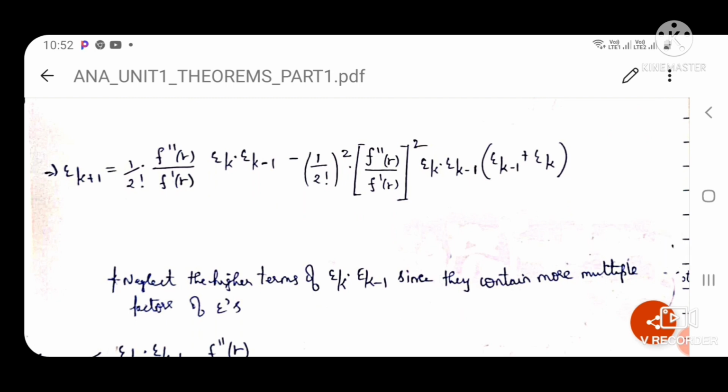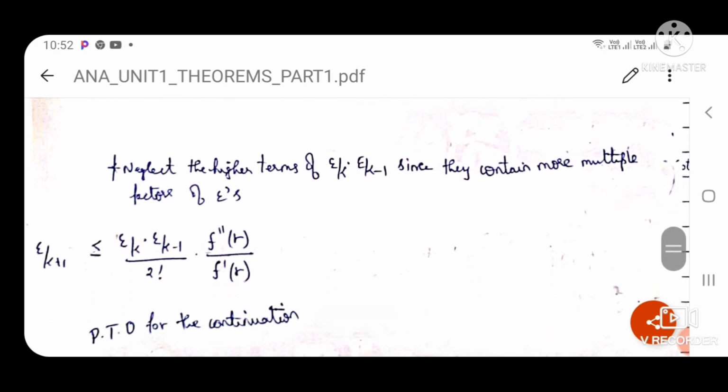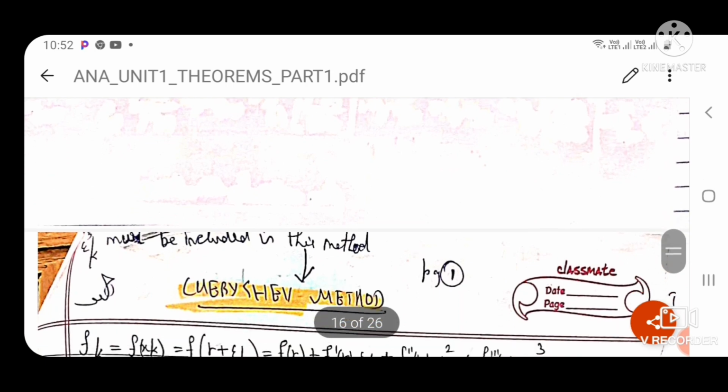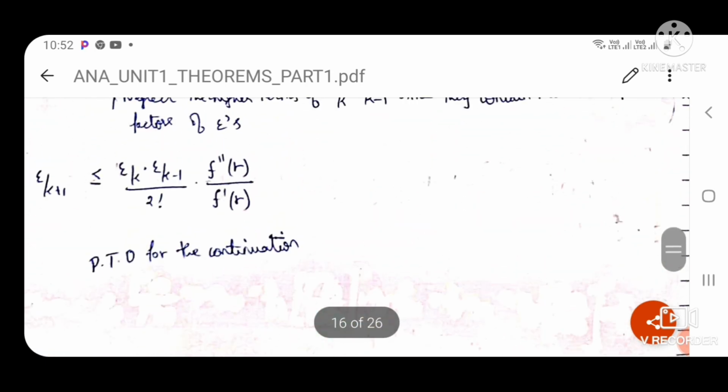And now I need you to understand, higher terms of epsilon k into epsilon k minus 1 need not be included, because when you do that, it's going to create a much bigger term and it's going to create a lot of confusion. I've worked this out. It's not worth the time, believe me. So you can just neglect the higher terms of epsilon k and epsilon k minus 1. By doing so, you get epsilon k plus 1 to be approximately equal to epsilon k into epsilon k minus 1 by 2 factorial into f double dash of r by f dash of r. And that's what this particular thing is all about.